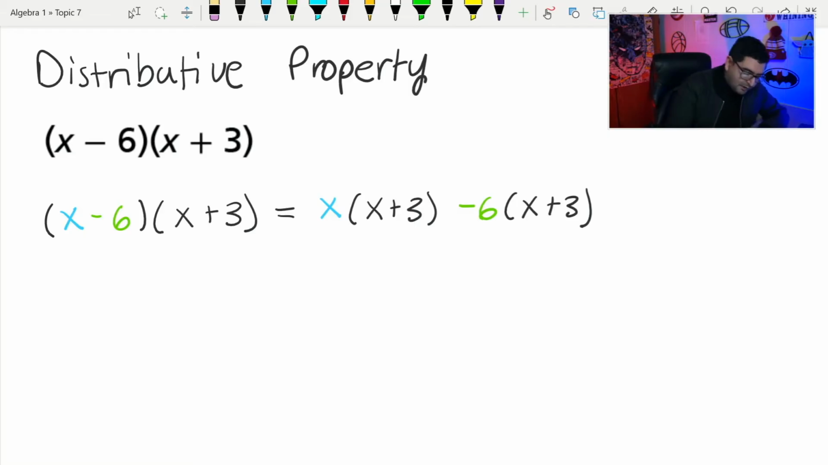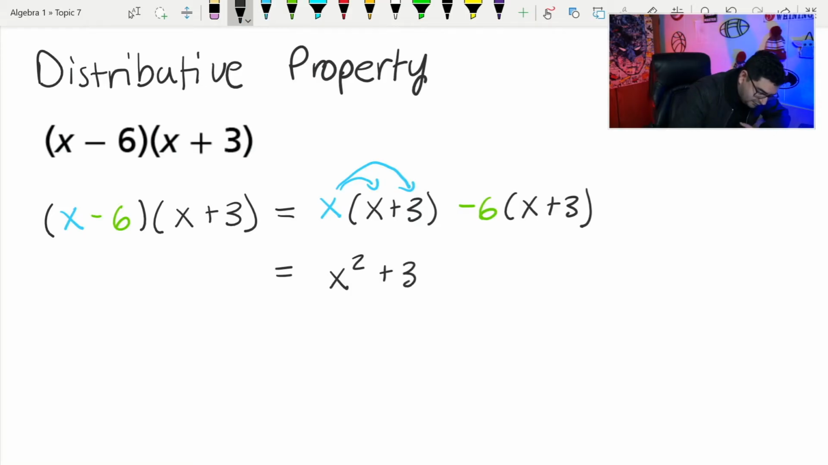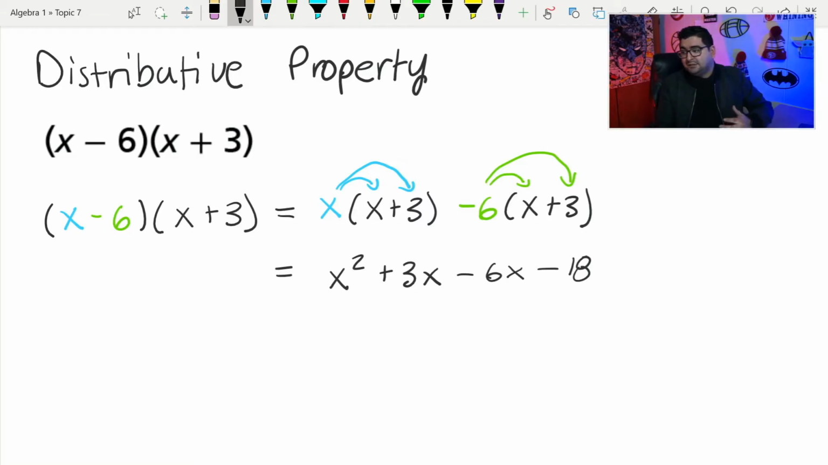So let's multiply this out. X times x would get me x squared. X times 3 would get me a positive 3x. And now we're going to multiply the other set. So negative 6 times x would get me a negative 6x, and negative 6 times this positive 3 would get me a negative 18.